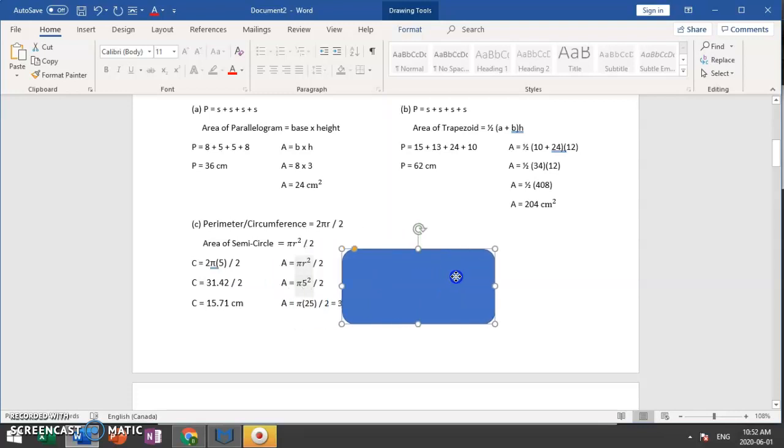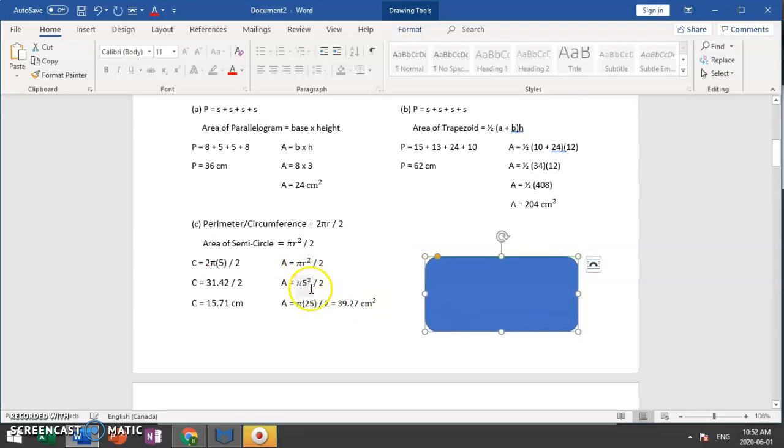Put in the numbers. Radius is 5, so 2 pi times 5. Do the math. Get this. Divide it by 2. 15.71 centimeters. Same deal for this. Put 5 in for r. Do the math. Pi times 25 divided by 2. Your answer would be 39.27 centimeters squared.